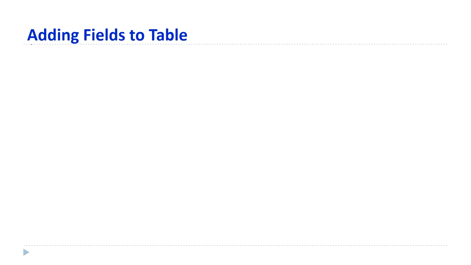Okay. Now, adding fields to the table. We talked about inserting data into the table. Now, we are talking about adding fields into the table. This is a very famously known command called alter table. There are two ways you can do this. Number one, one field at a time.